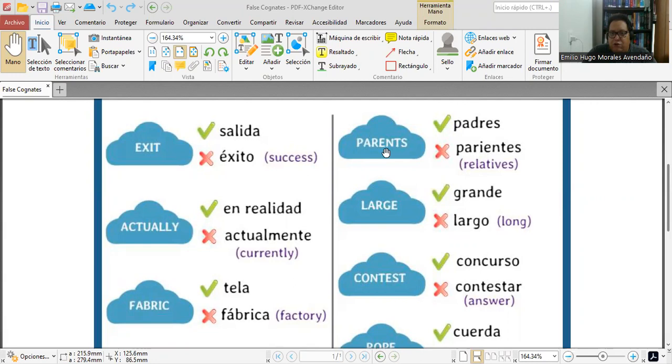For instance, if you want to say, the next Friday it's going to be the parents meeting, ¿no? El próximo viernes será la reunión de padres, ¿no? Parents son padres, no parientes.